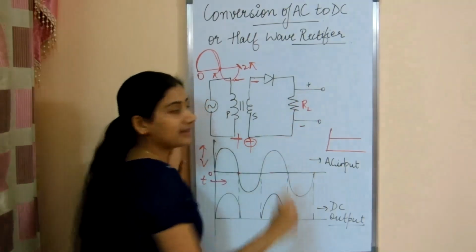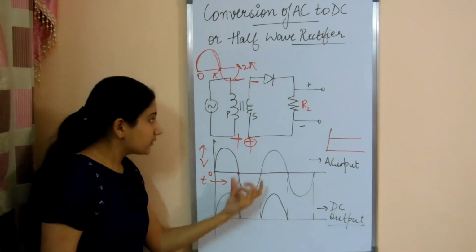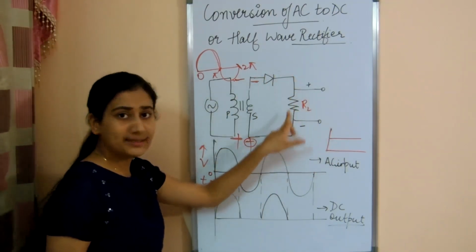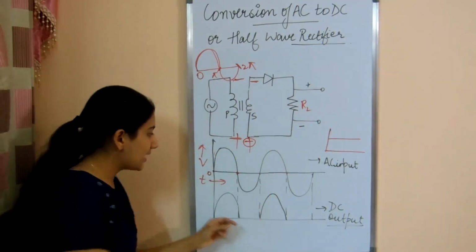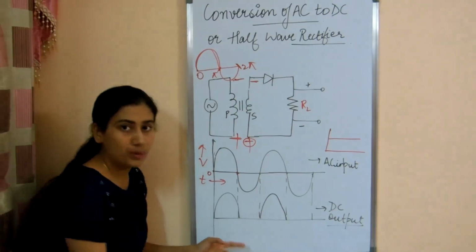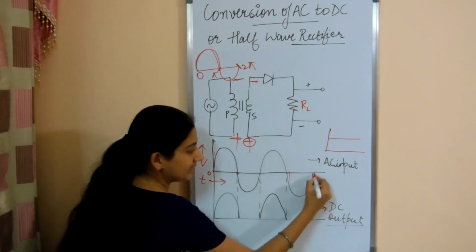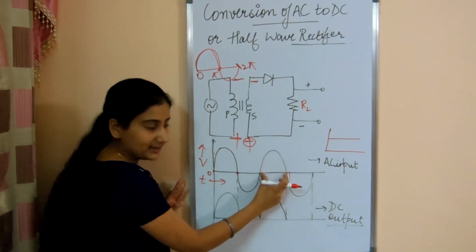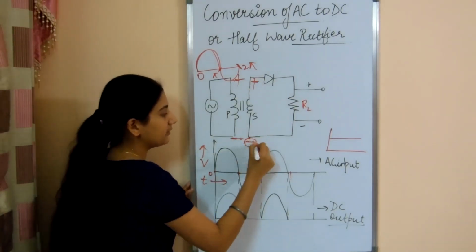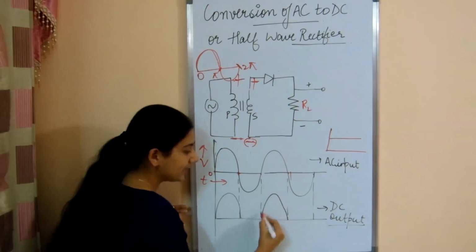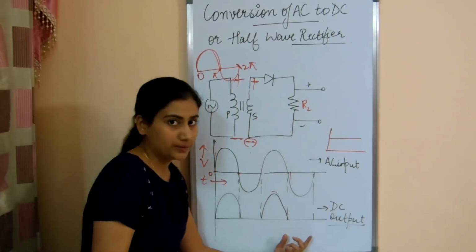If we are not going to get current for this half, then what happens? That means we can represent the output. That means no current is flowing through here, so we are going to get no voltage across this resistance. That means for this wave, we have no voltage. Then again the second cycle starts. Now suppose this is the second cycle. When this half of the cycle comes, then again positive here, negative here, again forward bias, we will get an output. Then for the next half, again reverse bias, and we are not going to get output.